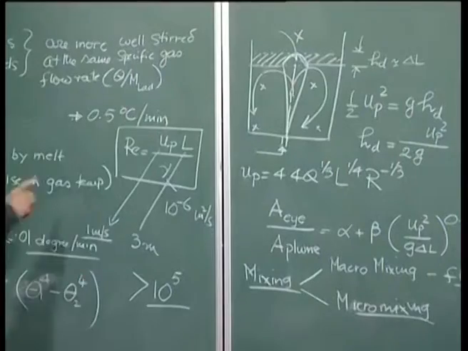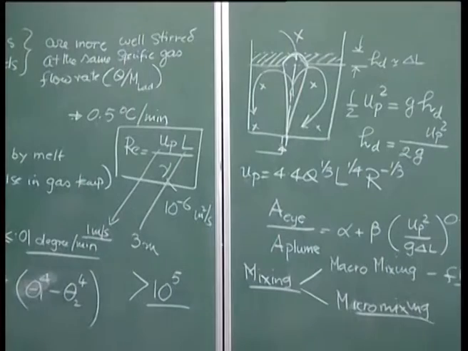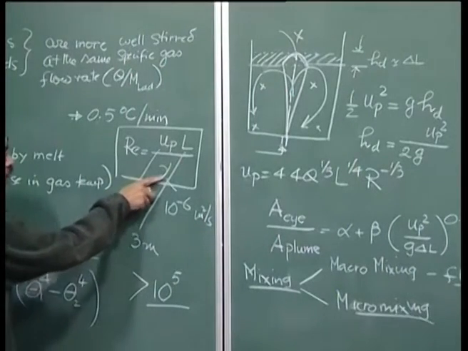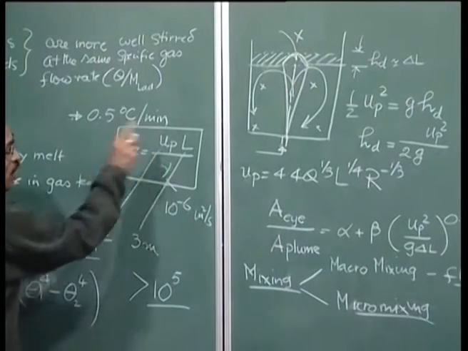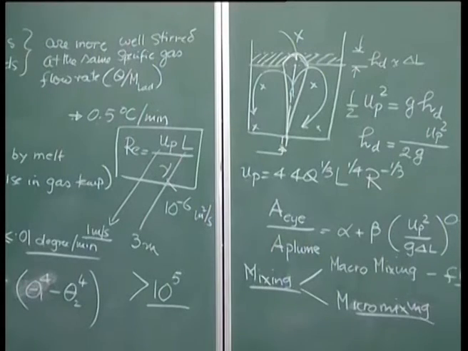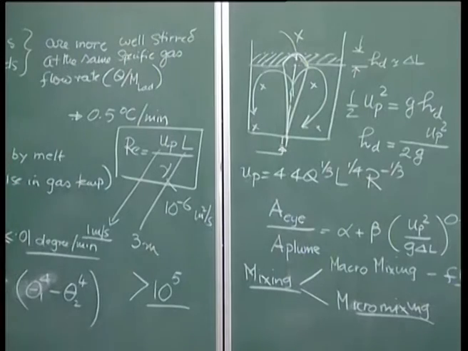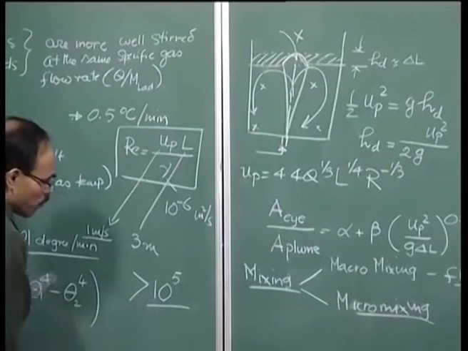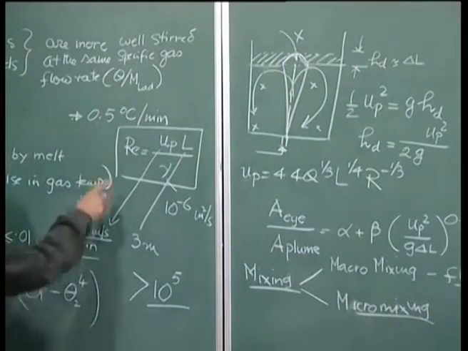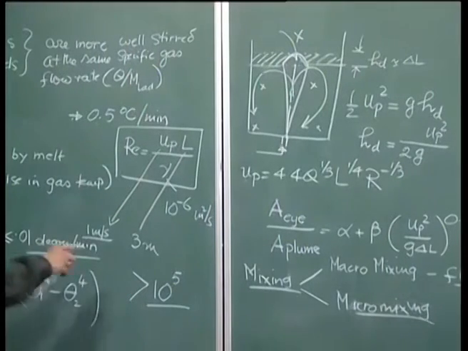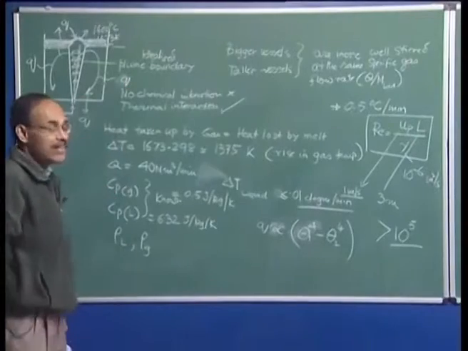So, on the basis of this, I can say that the viscous force is 10 raised to the power 6 times smaller than the inertial force, and at a high Reynolds number, 10 raised to the power 5 times smaller than the inertial forces. So, since the Reynolds number is going to be greater than 10 raised to the power 5, we can conclude that the system is inherently turbulent.